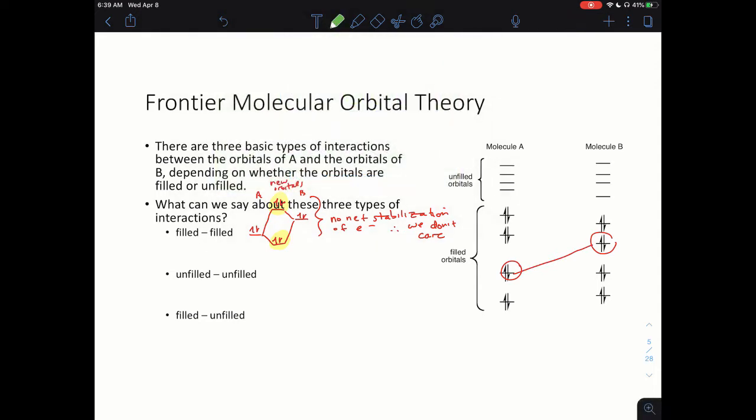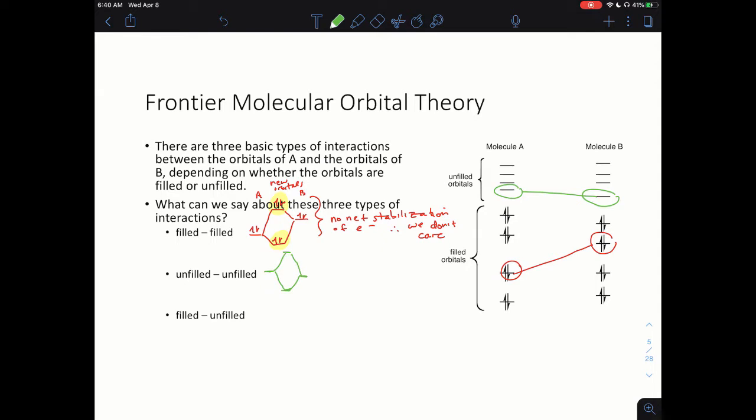Let's take an unfilled orbital on A, let's take this one, and interact it with an unfilled orbital on B, and think about what happens. So again, here's our orbital from A, here's our orbital from B. They're closer together in energy this time, so that means our new orbitals will be lowered more and raised more, because we'll have better overlap between the two orbitals we started with.